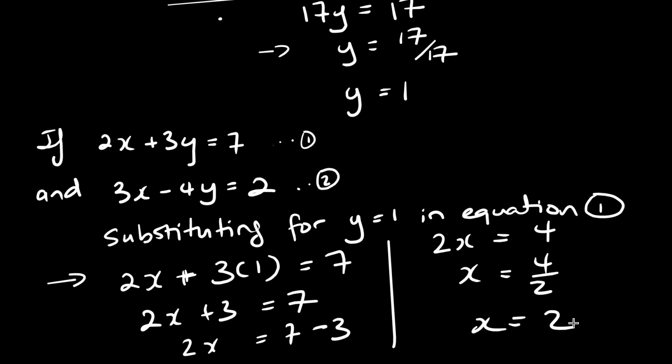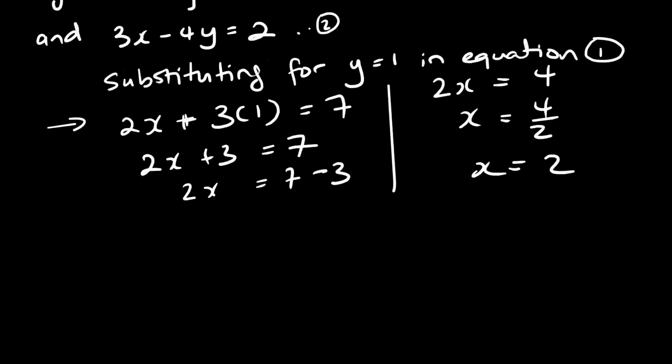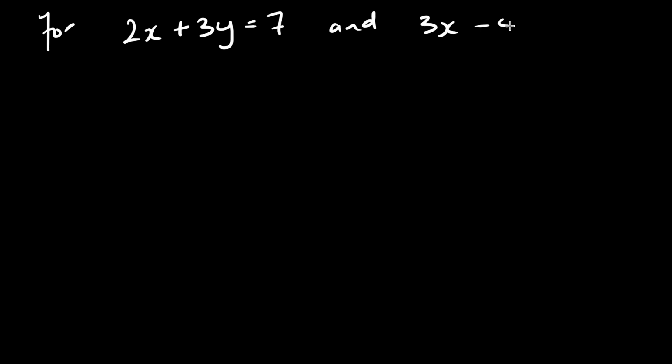Now, what does that mean? What that means is we have a value of x now and a value of y. So for these two equations that we have, what we're saying is the solution is, for 2x plus 3y equals 7 and 3x minus 4y is equal to 2, the solution is x is equal to 2 and y is equal to 1. So our solution is (2, 1). These two lines intersect at the point (2, 1). That's the coordinate, right? And you can check it.